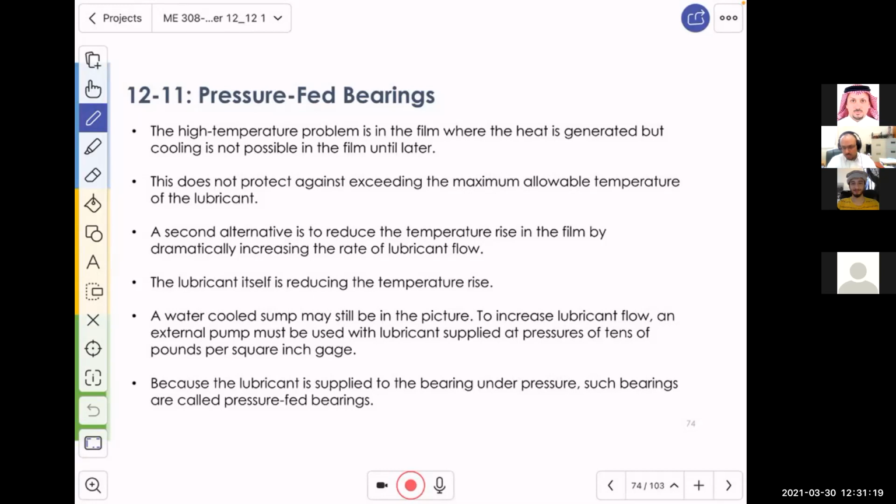So one of the ways to control the temperature is to push the liquid with a certain rate, which is a flow, which means that you need to pump it. And then when you accelerate this feeding, you will dramatically drop the temperature of the oil.